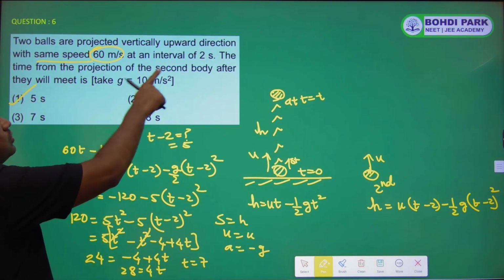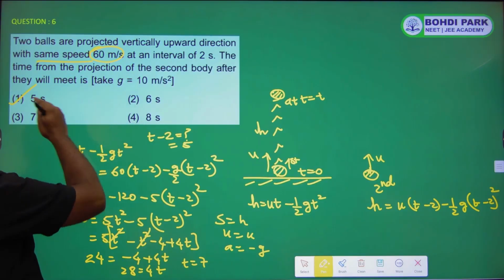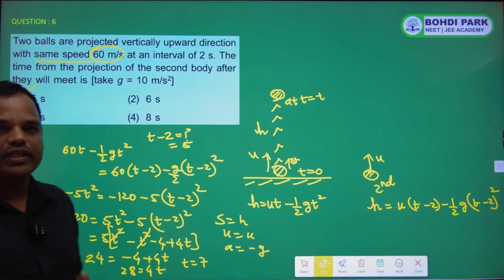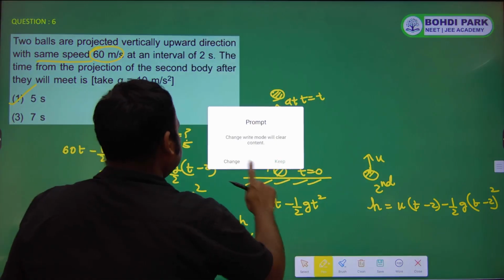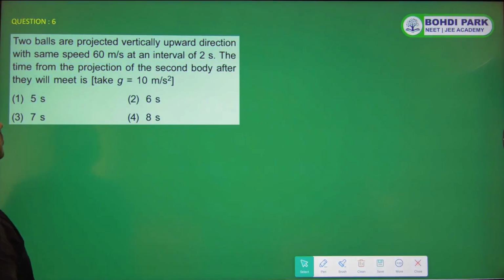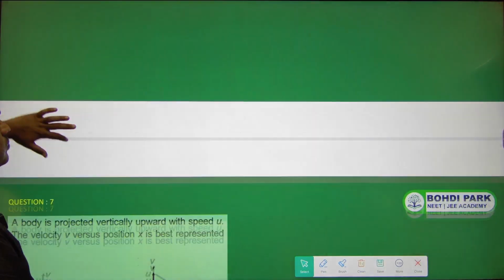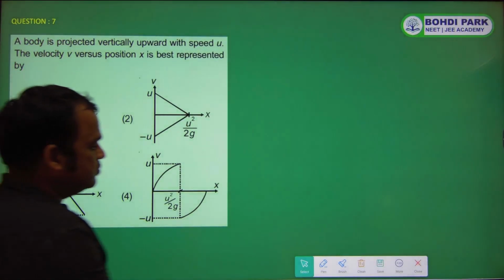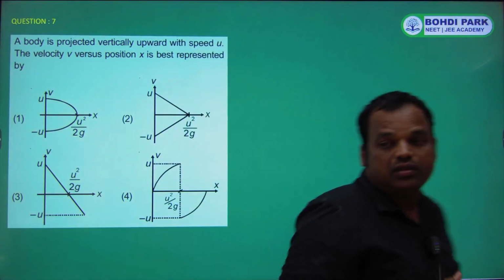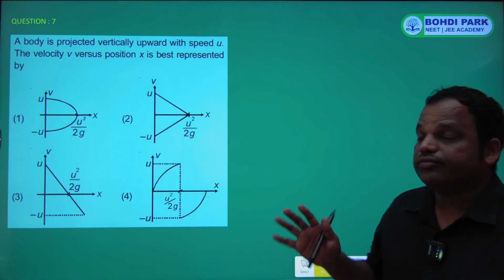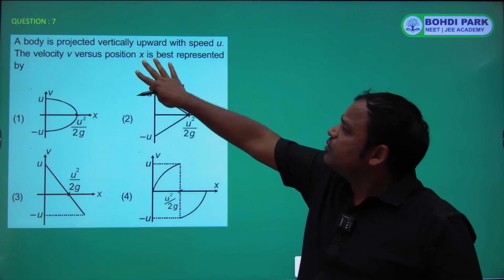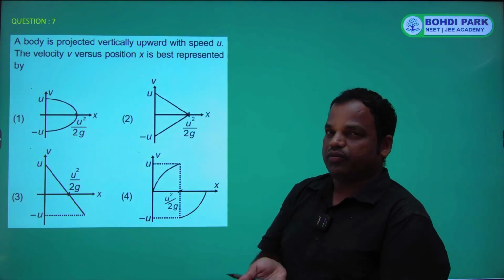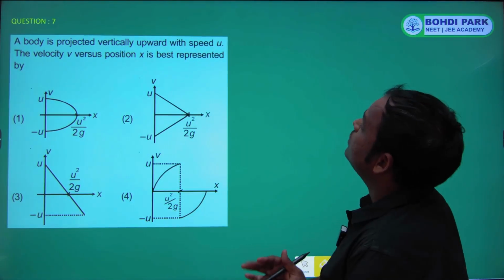Time from the projection of second body is 5 seconds, they will meet again. So done. Now next question. Next question is based on graph. Okay, so body is projected vertically upward with speed u. So velocity is upward and it is u.